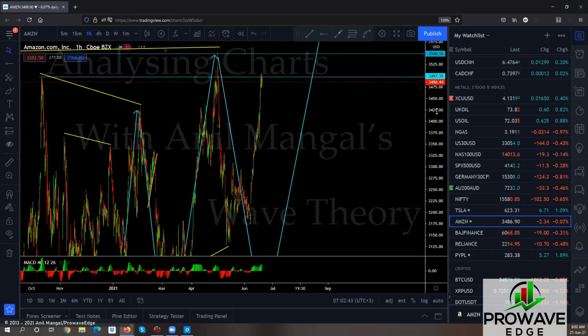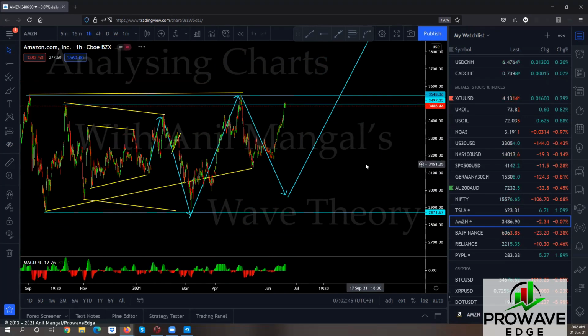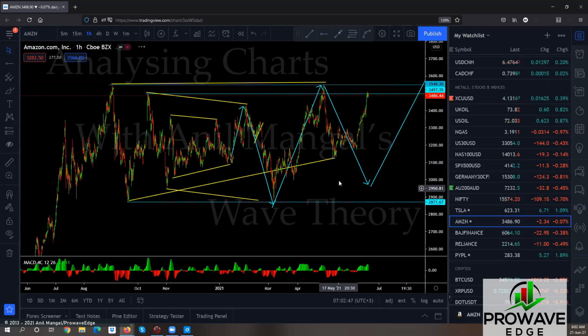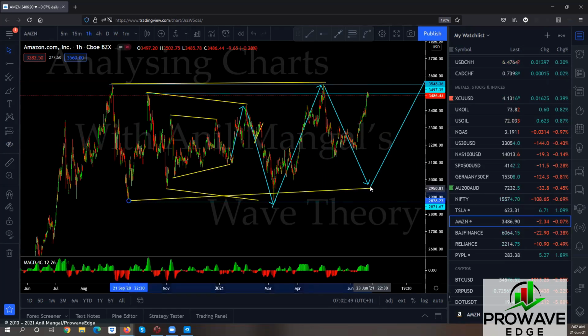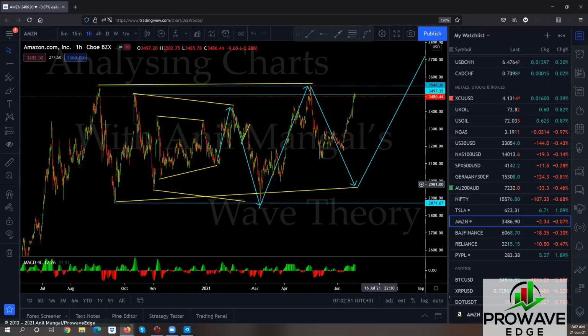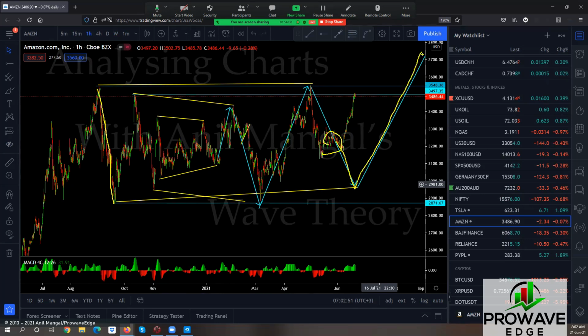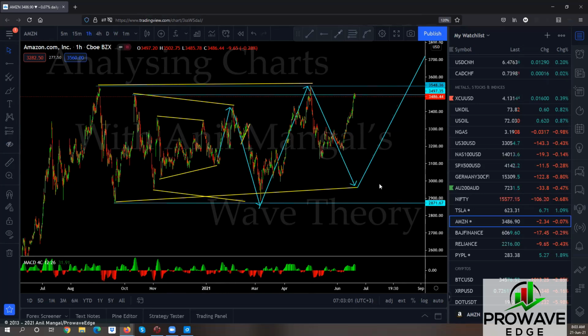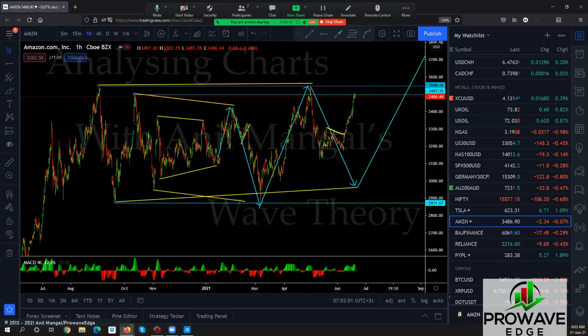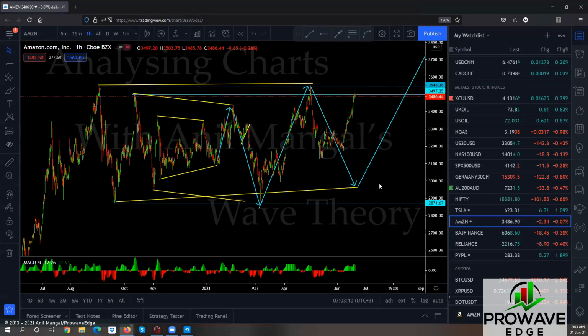Amazon. So the Amazon structure might be slightly different from what we thought. Let's go through this structure. Remember, I said Amazon should come to about this level because we're looking for this impulse now. I was expecting this to be a small correction, drop there, and then go back up. But instead of that, they made the correction. We saw this correction here. I thought they'd make a flat, come there and then drop, but they actually keep going up. And that is totally different from what we expected.